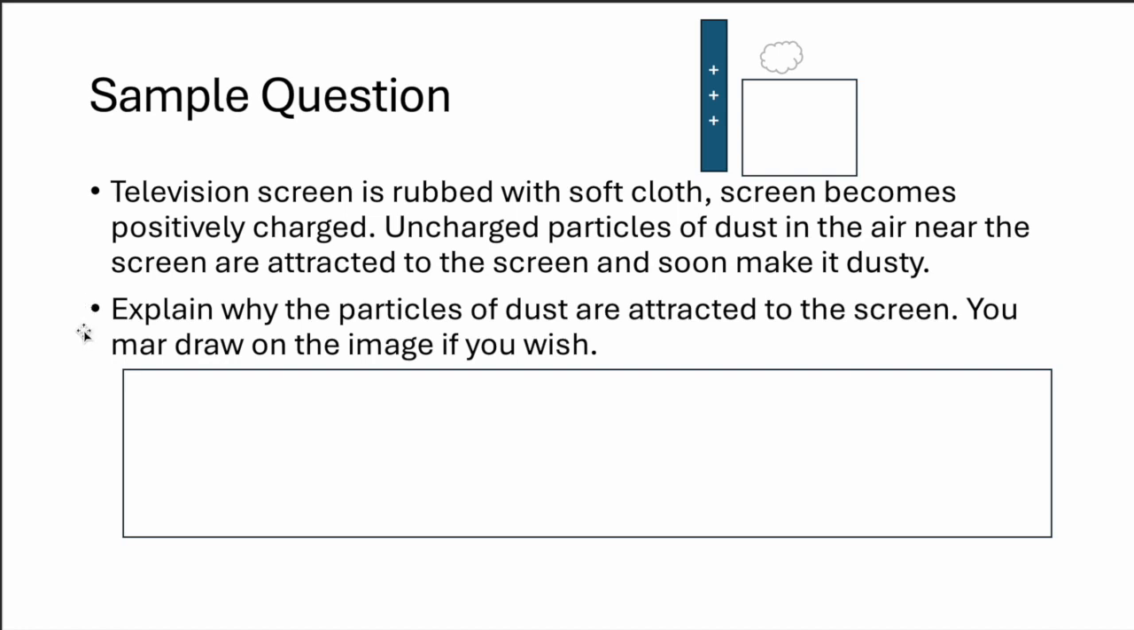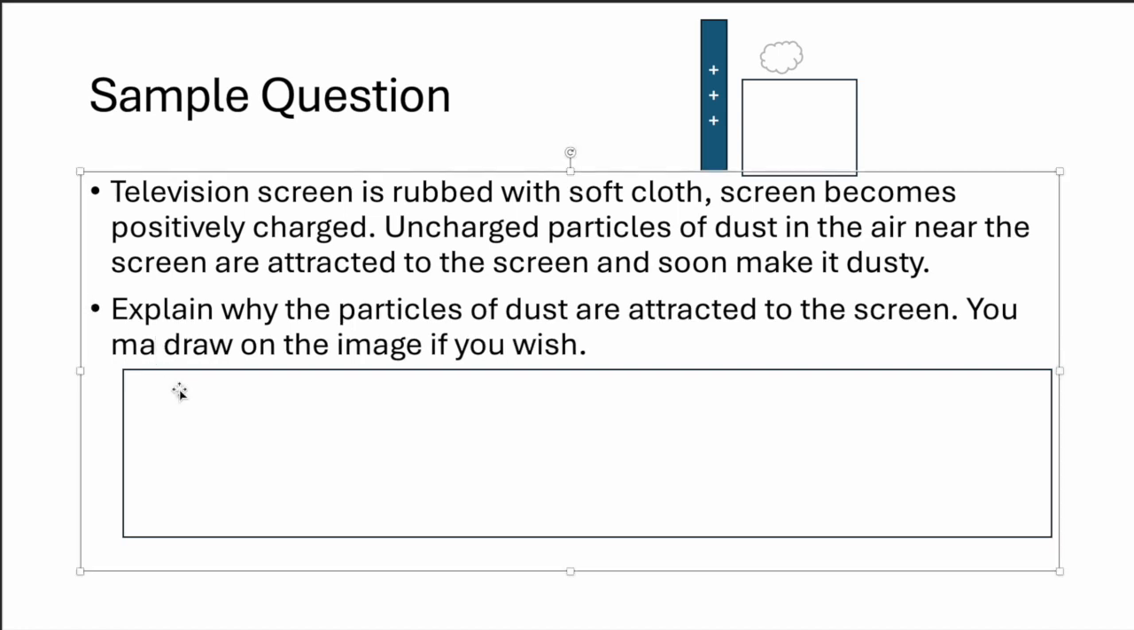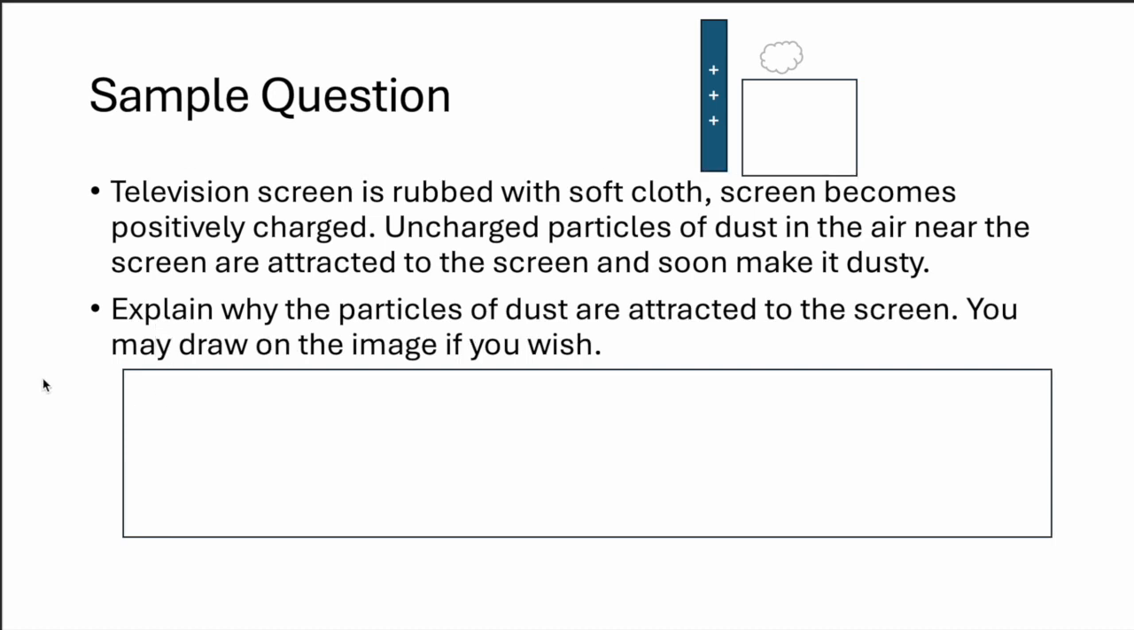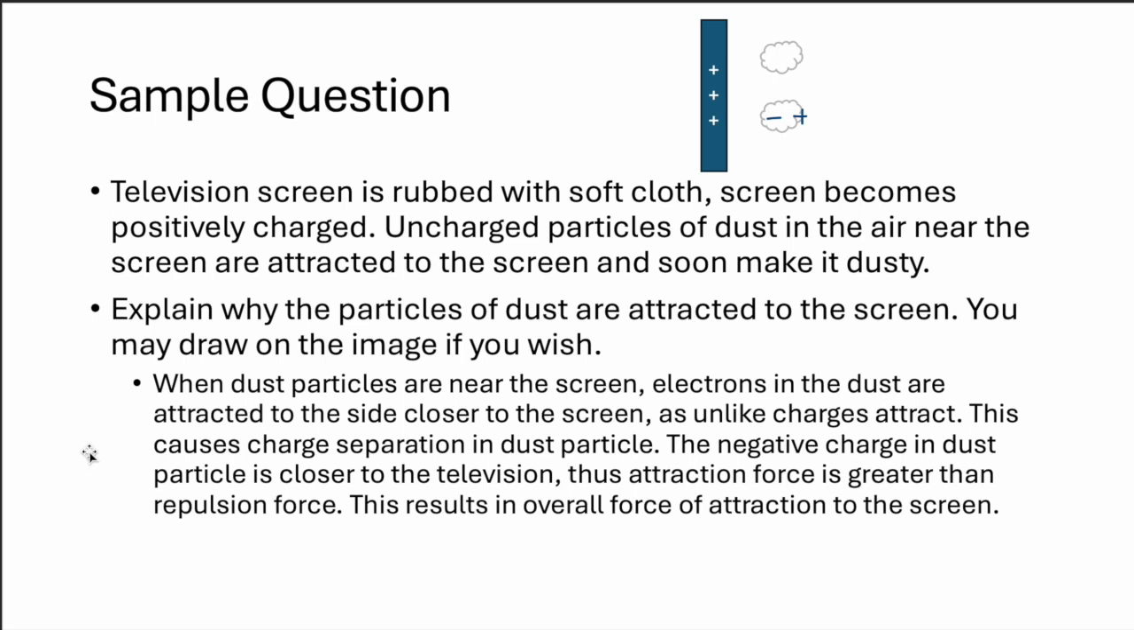Explain why dust particles are attracted to the screen. You may draw a figure if you wish. Usually you just have to draw, right? Just draw first. When particles are near, the electrons in the dust are attracted to the side closer to the screen, unlike charges attract, causing charge separation in the particle. As the negative charge region in the dust particle is nearer to the screen, the force of attraction is greater than the repulsion force, therefore resulting in an overall force attracting it to the screen.